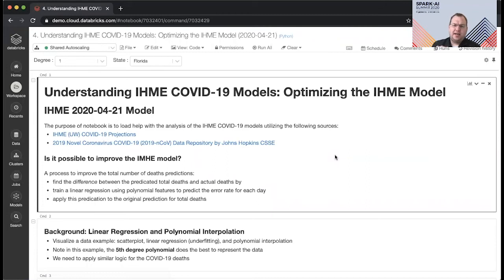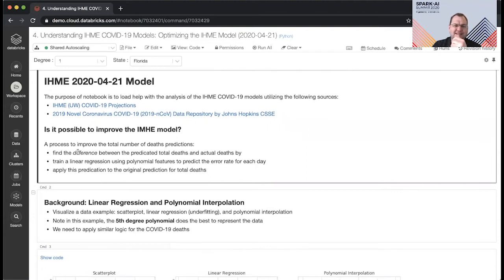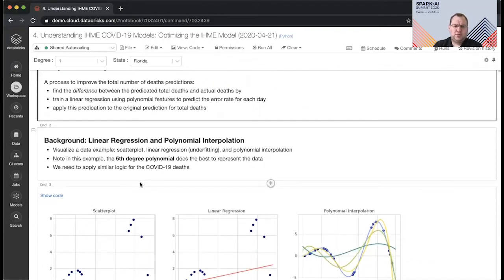So now let's see if we can try and improve the IHME model. How we're going to do that is by taking the difference between the predicted total of deaths and the actual deaths. Then we're going to take that difference and train a regression model to see if we can predict the error rate for future days. So again, we're not trying to predict the actual total deaths. What we're trying to do is predict the error rate between what the IHME model will give us versus what actually occurs.